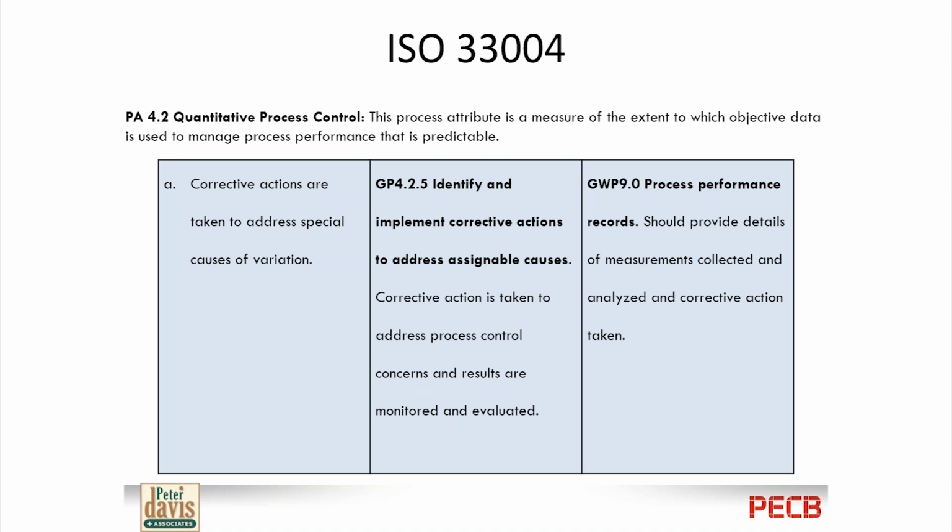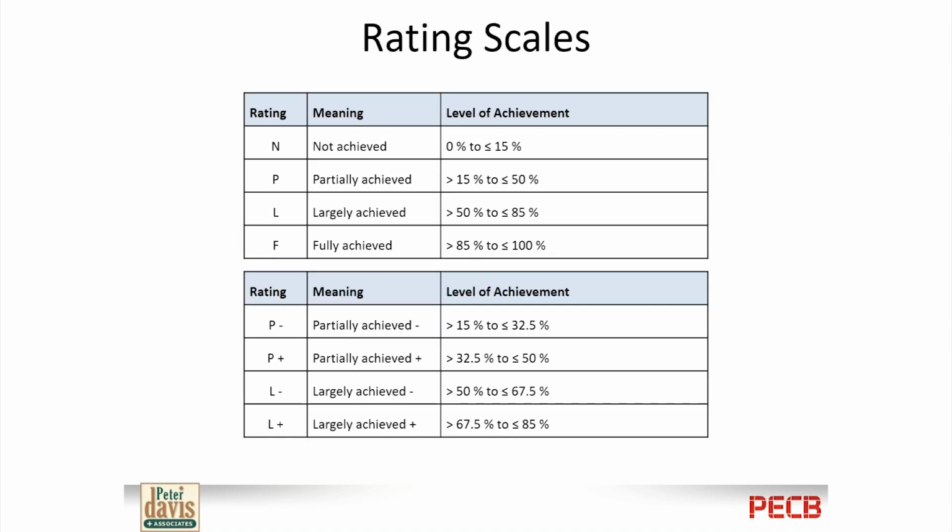So this is our example of the generic practices and the generic work products. To achieve this level, you'd have to do these things. Now, when we talk about achieving this level, you would have had to achieve levels 1 through 3 to get to level 4. And to do that, you have to be rated somehow. To get a level, you have to come up with a rating, and it has to be largely achieved or fully achieved, and the previous level has to be fully achieved.